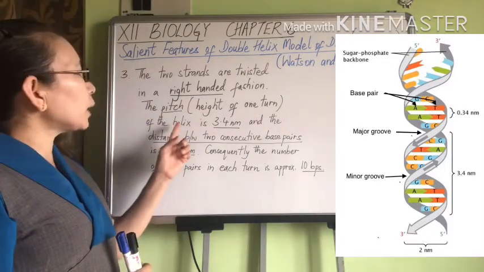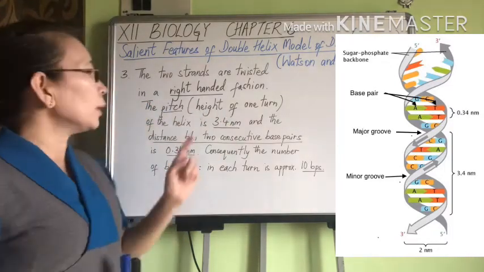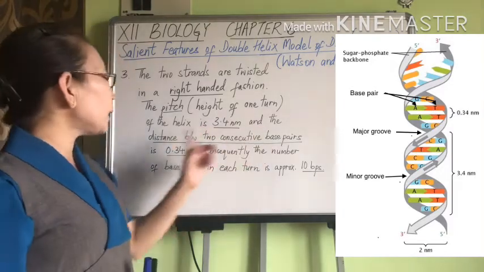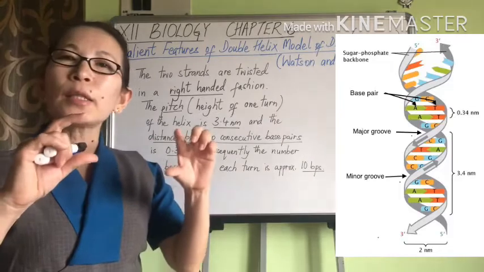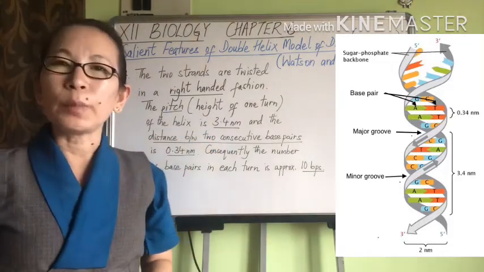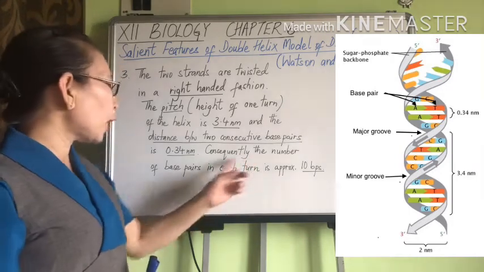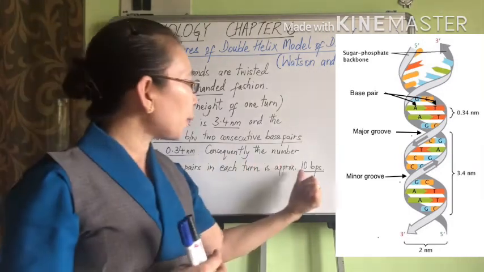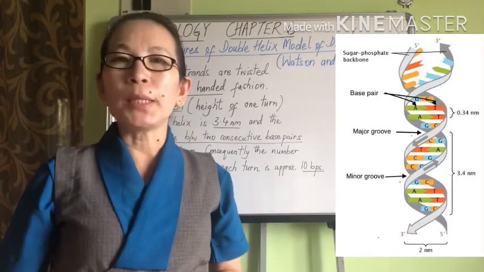The pitch of the helix, or the height of each turn, is found to be 3.4 nanometers, and the distance between two consecutive base pairs was found to be 0.34 nanometer. Therefore, the number of base pairs in each turn is estimated to be about 10 base pairs in B-DNA.